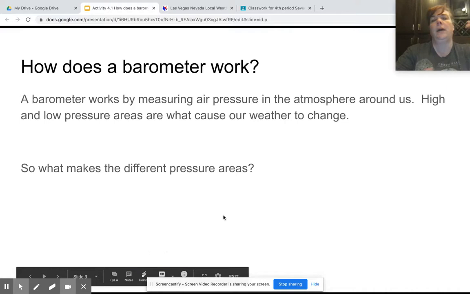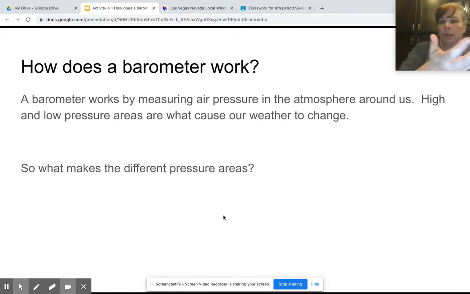Okay, so how does a barometer work? Well, let's start with the beginning. A barometer works by measuring air pressure in the atmosphere around us. High and low pressure areas are what cause our weather to change. Okay, so what causes different weather pressure areas?